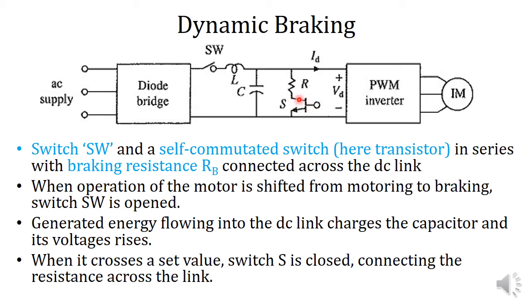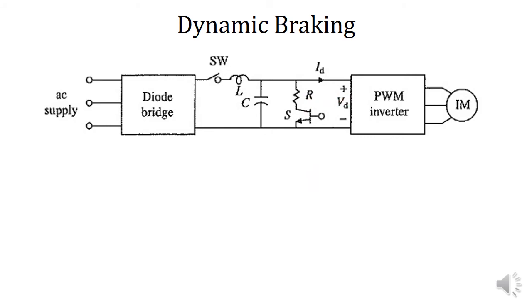When switch S is closed, then the current will flow through the resistance and through the switch. That means the energy generated will be dissipated in the resistance. The energy generated in the machine during braking is dissipated in the resistance R since S is closed. So at the same time, the energy stored in the capacitor C is also dissipated in resistor R. But only a part of the stored energy will be dissipated in R.